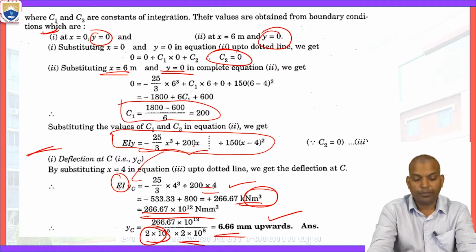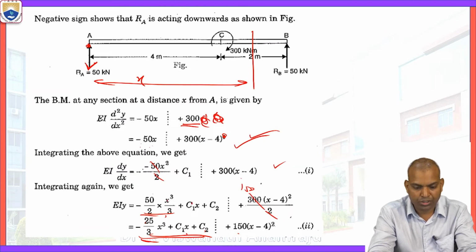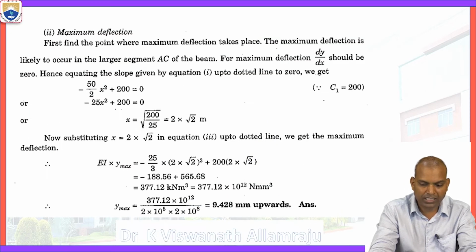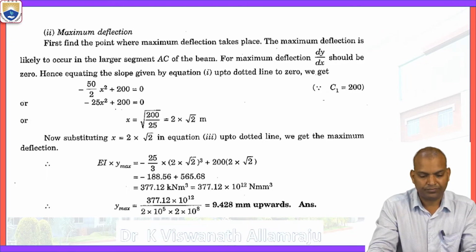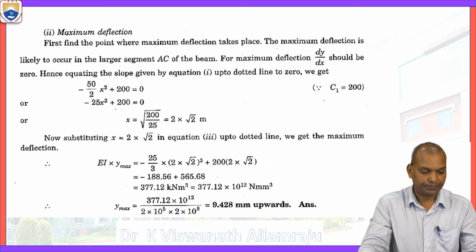The positive means upward direction, not downward. Negative means downward direction. So at C, it is upward. Okay. Next, we want the maximum deflection value.